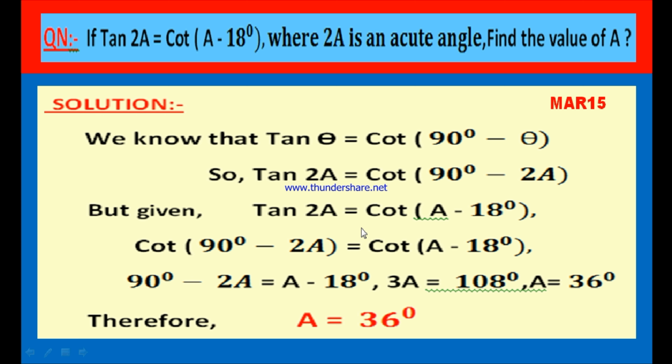You can cancel cot on both sides, and 90 degrees minus 2A is equal to A minus 18. Bring this minus 2A to this side and minus 18 degrees to the other side. Then A plus 2A is equal to 3A. 3A is equal to 90 degrees plus 18 is 108 degrees. And A is equal to 108 degrees divided by 3, which is equal to 36 degrees. Therefore, the value of A is 36 degrees.